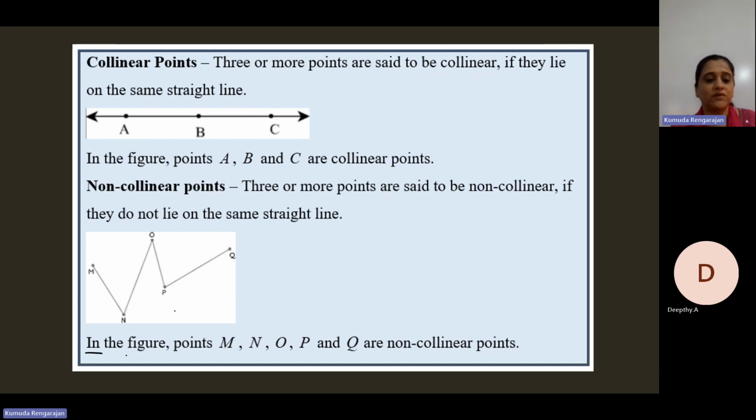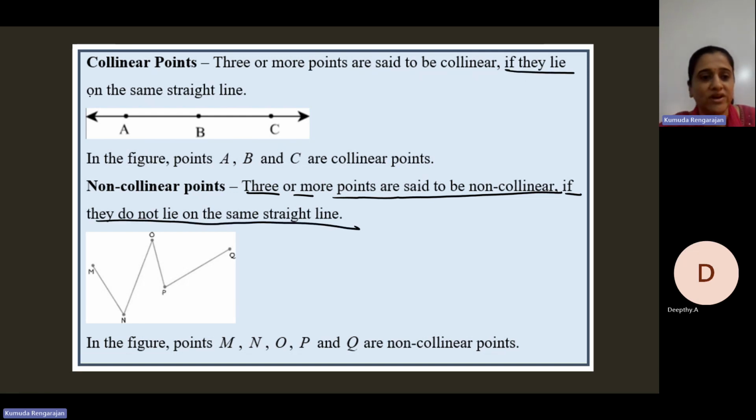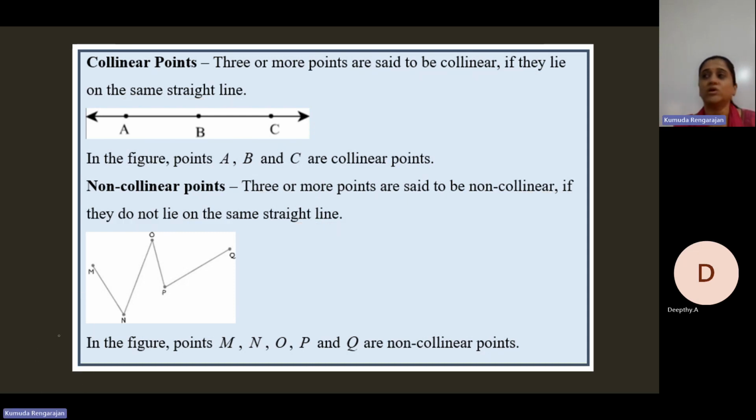In the figure, points M, N, O, P, and Q are non-collinear points. Three or more points are said to be non-collinear if they do not lie on the same straight line. If they lie on the same straight line, they are collinear. If they do not, they are non-collinear. And the term collinear cannot be applied to two points, because two points you can always connect by the same straight line. So it's not for two points. It's always for three or more than three points.